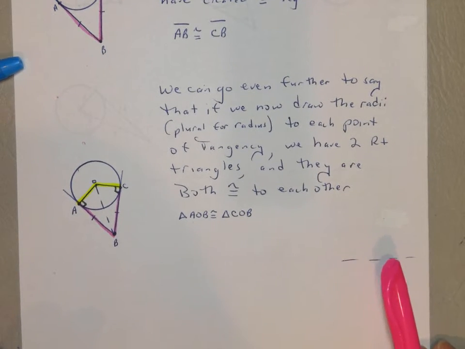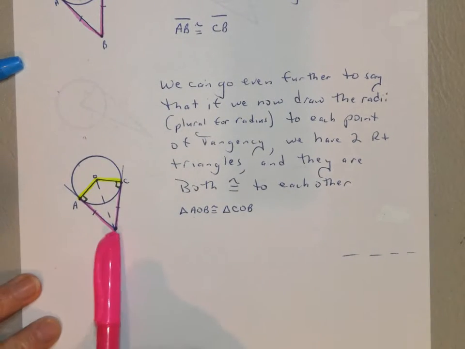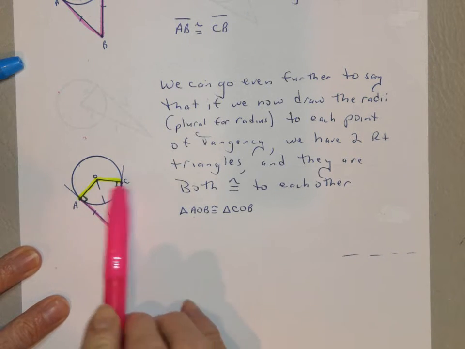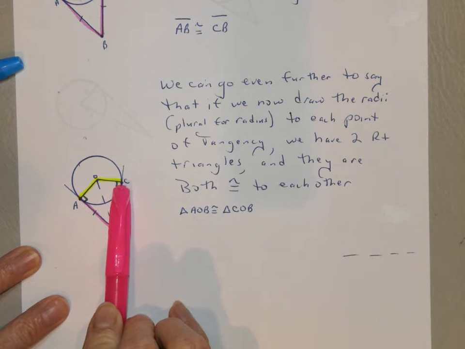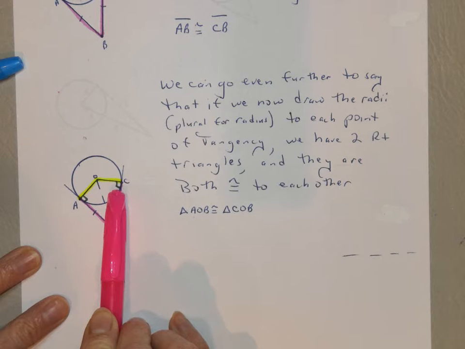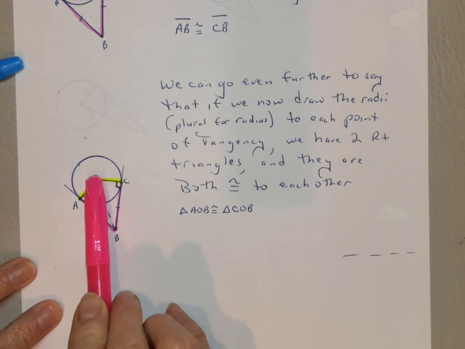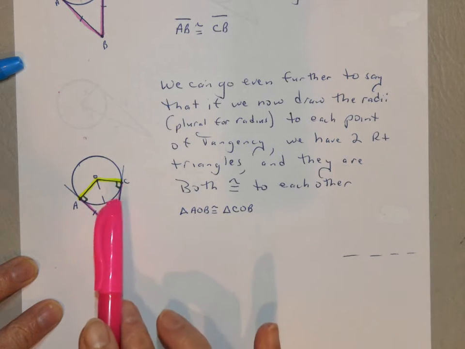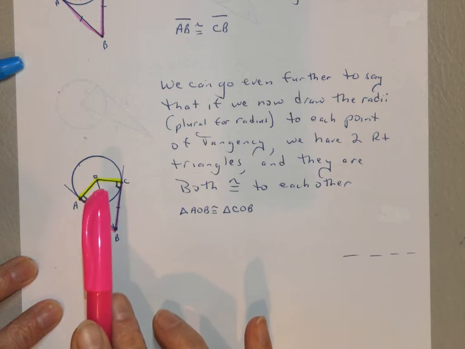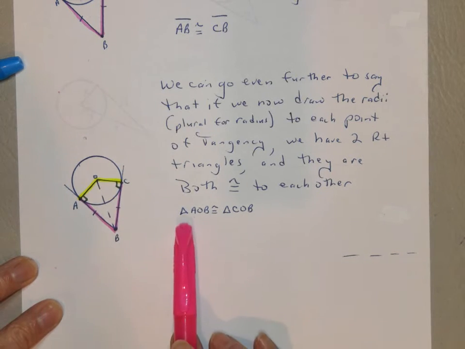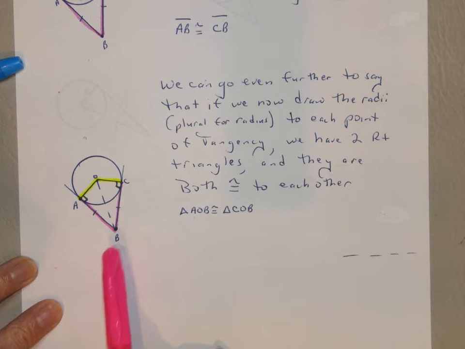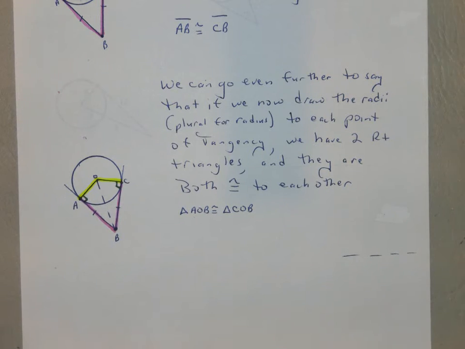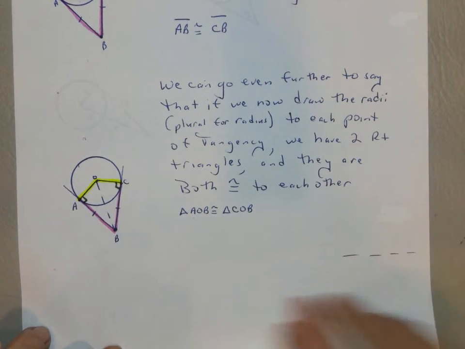All right? So we're going to go further to say, now let's draw the radii to the point of tangency. We know from the previous pages that when we draw the radius to the point of tangency, we create a right angle. Now, if I connect the exterior point to the center, I have created congruent triangles, and they are congruent right triangles. So triangle AOB is going to be congruent to triangle COB. That is going to be used later on in a lot of questions that you have to do. So please remember that.